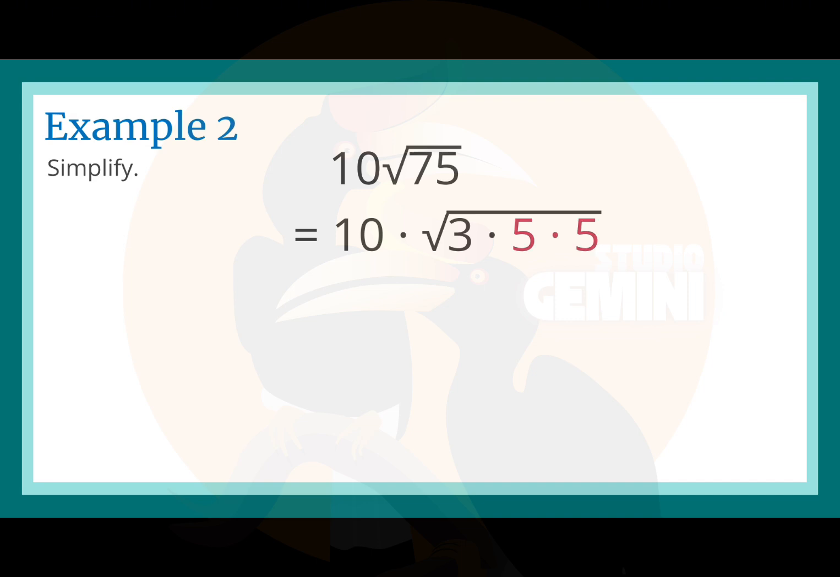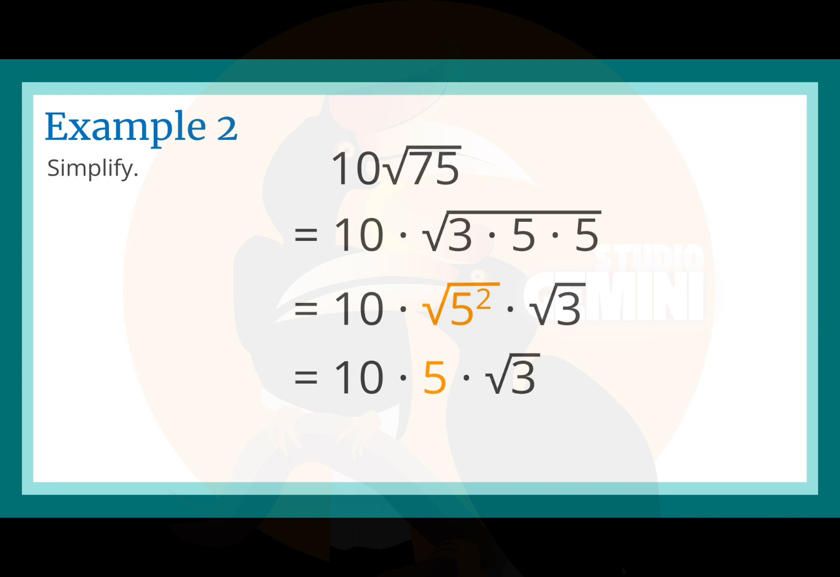5 times 5 can be rewritten as 5 squared. Then we can break up our radical to rewrite our whole expression as 10 times the square root of 5 squared times the square root of 3. The square root of 5 squared is 5. And lastly, we'll want to multiply our coefficients 10 times 5 to give us 50. So 50 root 3 is our final answer.